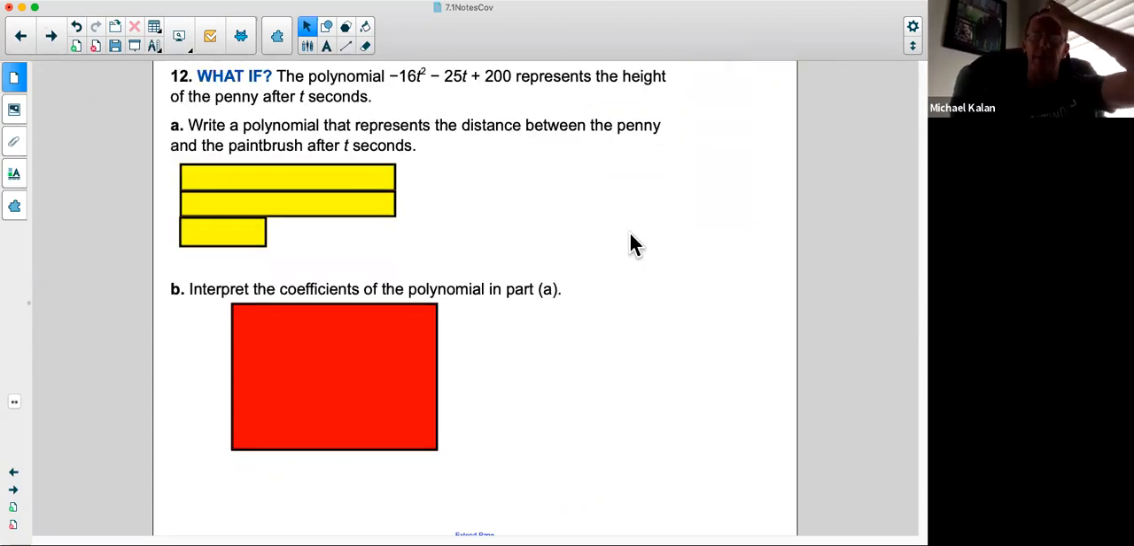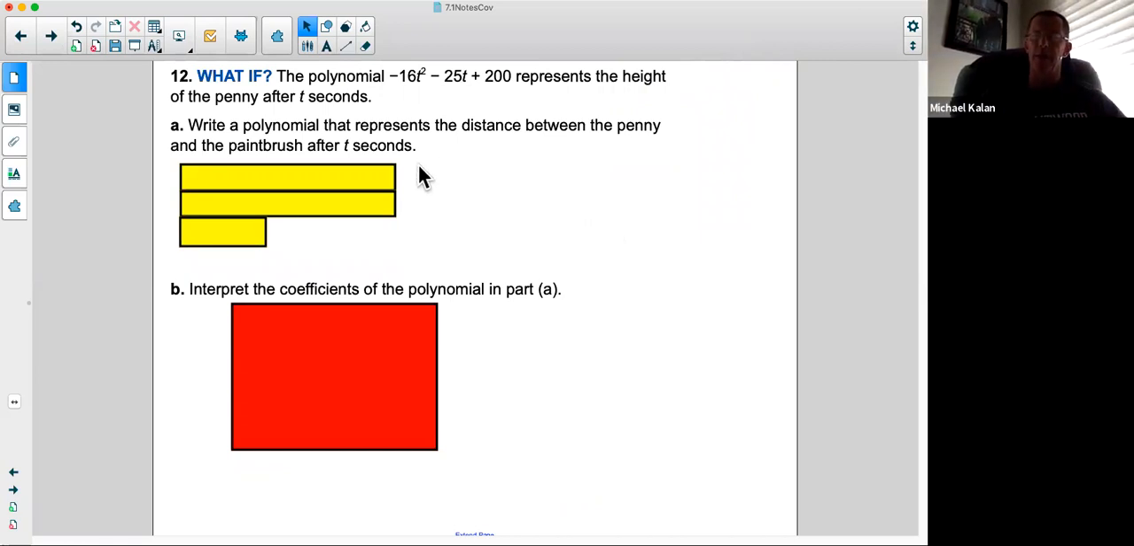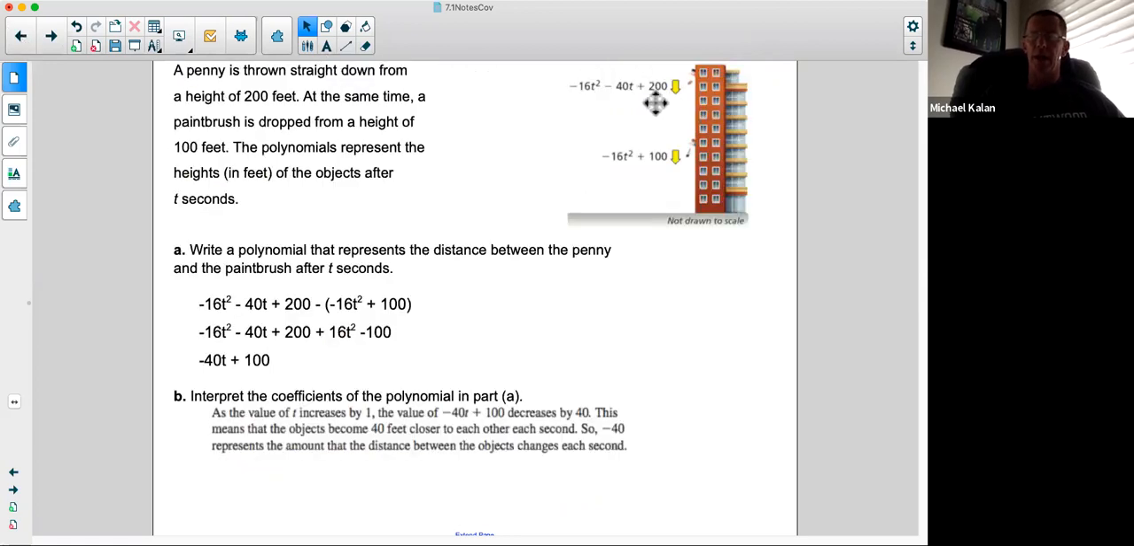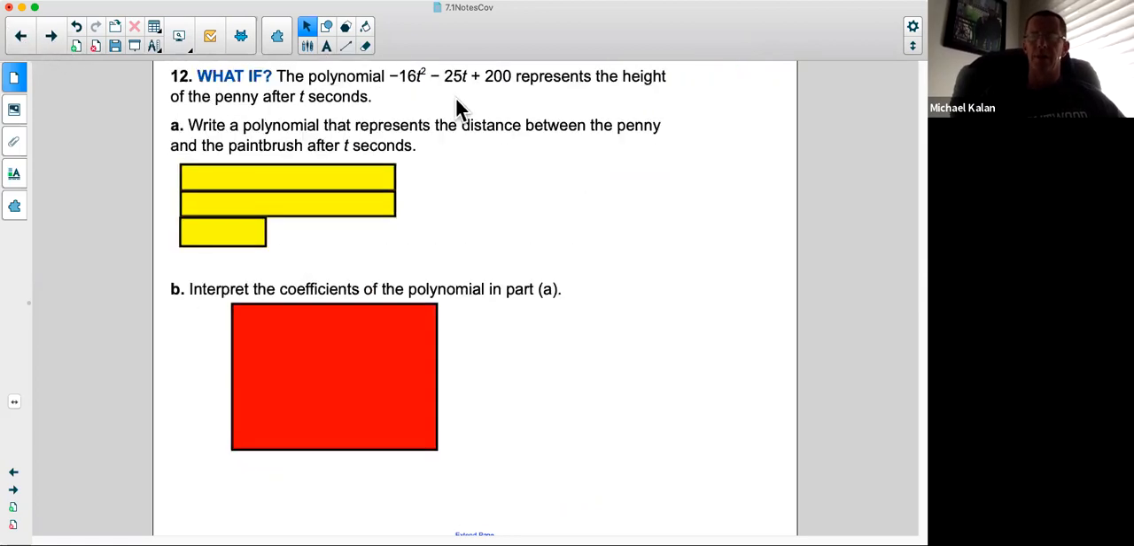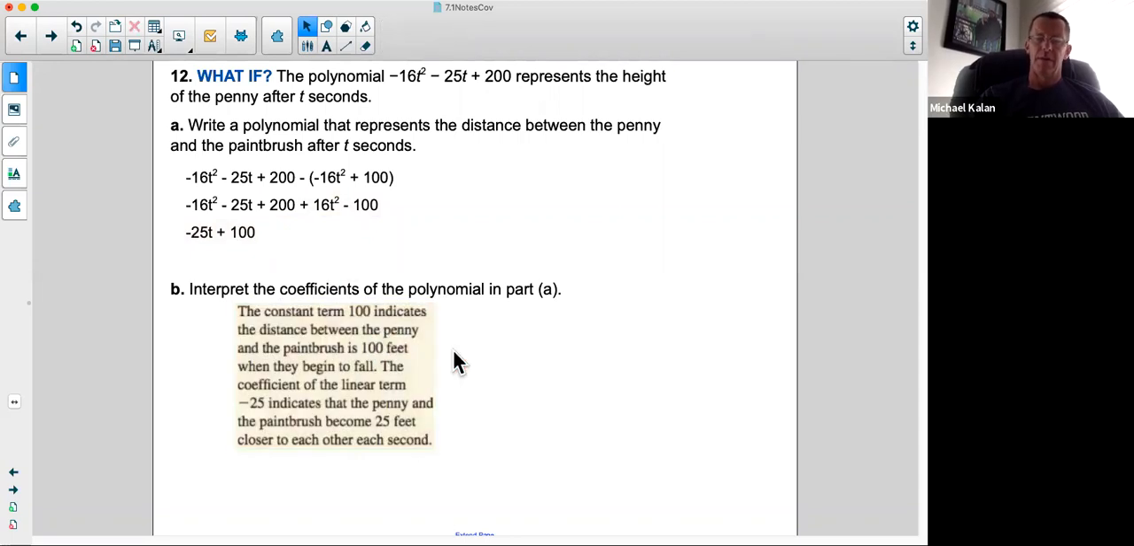Okay, what if the polynomial negative 16t squared minus 25t plus 200 represents the height of the penny after t seconds? So we're basically just changing this to this. So still subtract the same thing here for the paintbrush. And we get that. So what does this mean? Okay, 100 represents how far they were to start with. The negative 25 represents that the penny and the paintbrush become 25 feet closer each second.